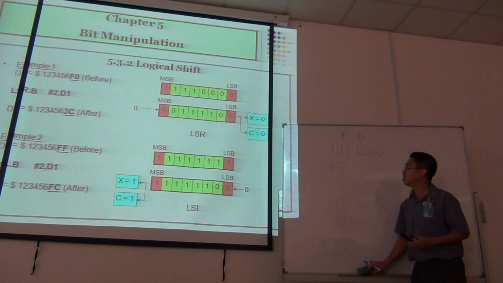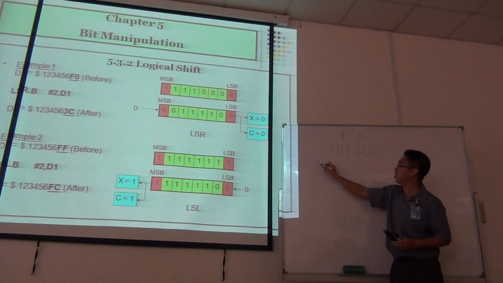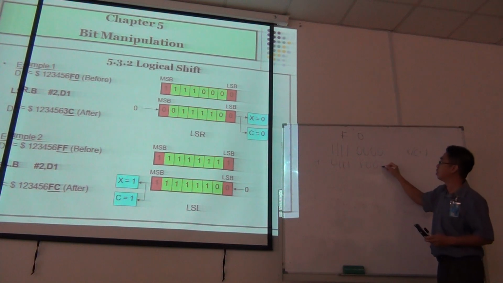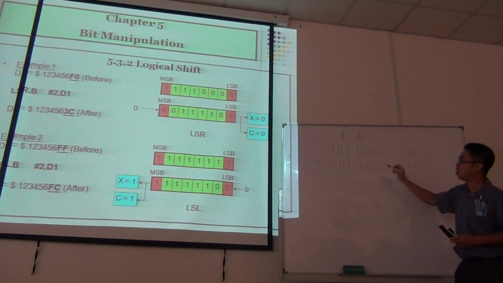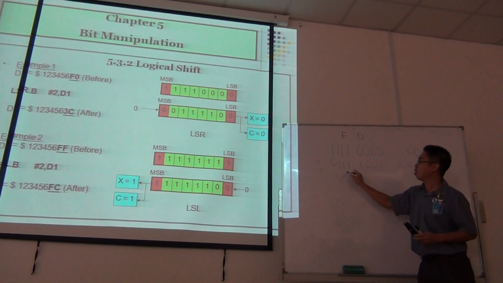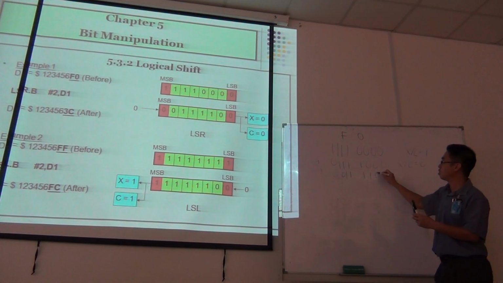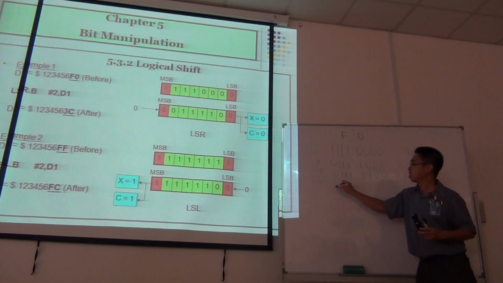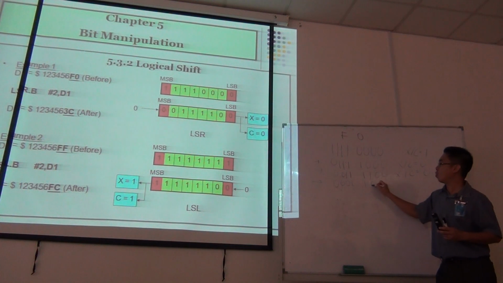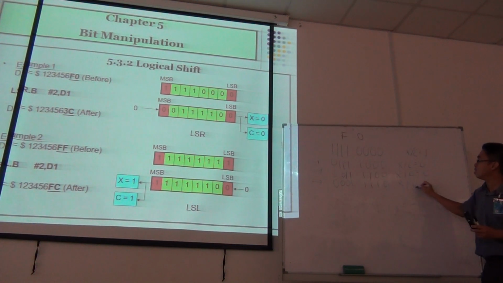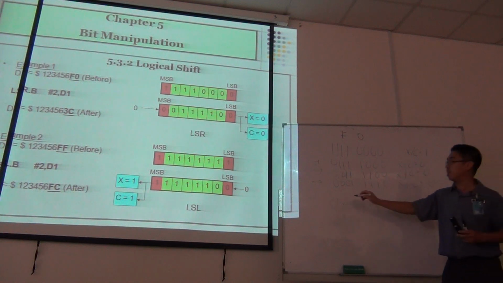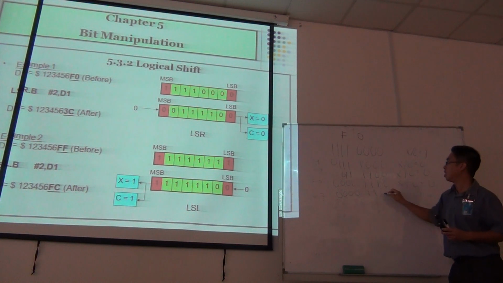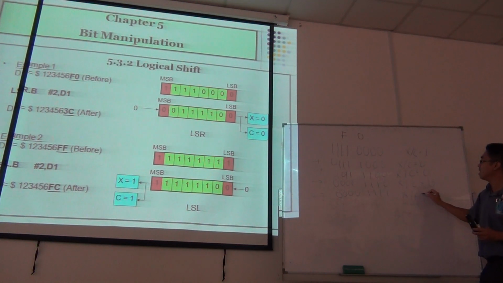Because what happened? The first shift is 0, 1, 1, 1, 1, 0, 0, 0, X and C is equivalent to 0. Another shift, 0, 0, 1, 1, 1, 1, 0, 0, X and C is equivalent to 0. Another shift, 0, 0, 0, 1, 1, 1, 1, 0, X and C is equivalent to 0. And the fourth shift is 0, 0, 0, 0, 1, 1, 1, 1, X and C is still equivalent to 0.